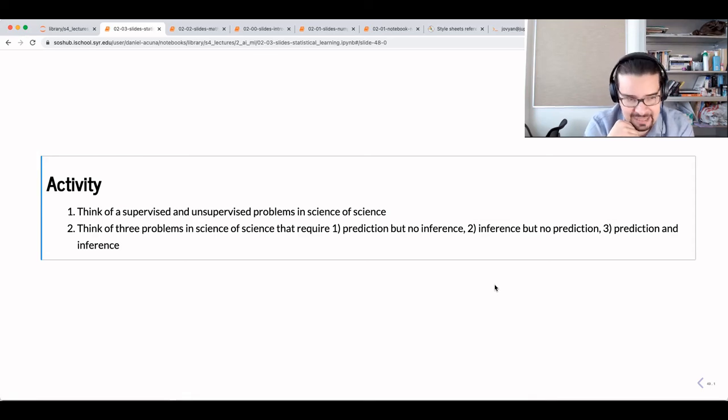Okay, what about the next? Now, I'm interested in hearing about prediction and inference. Caring about both of those things is obvious. Everybody wants excellent performance and excellent interpretability and inference. So this is not that challenging. I'm interested in examples where you think one is of the utmost importance. Which problems in science of science are about prediction, but you don't care so much about inference?